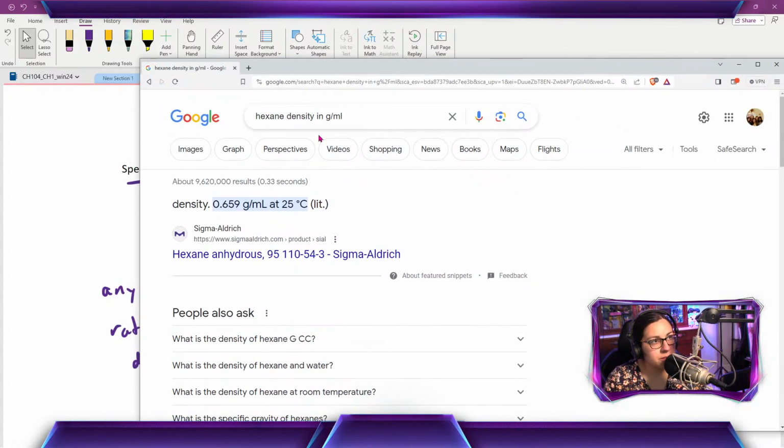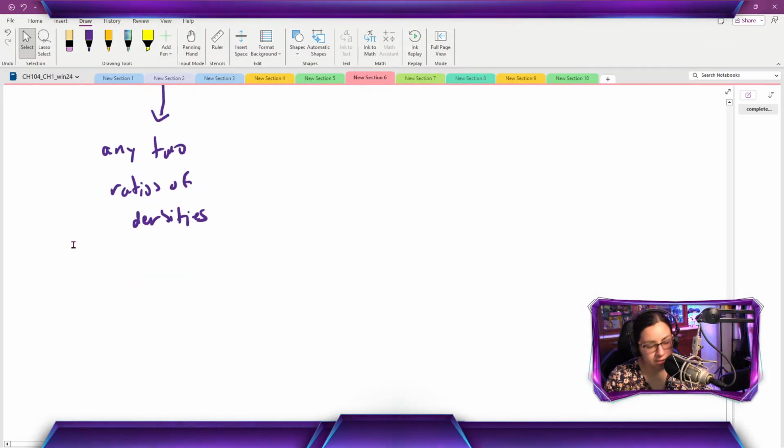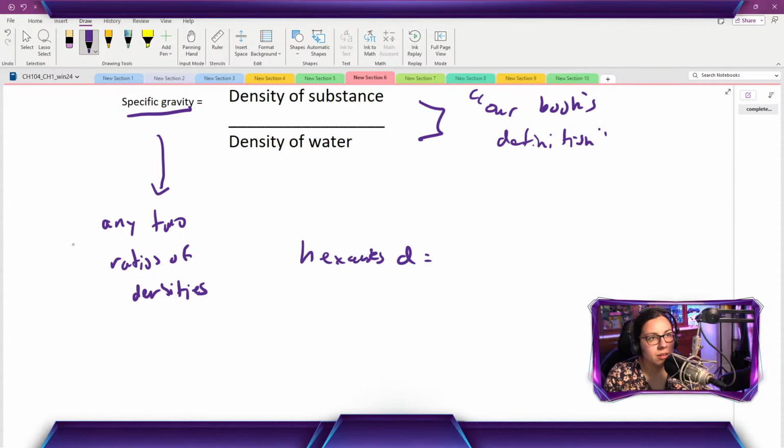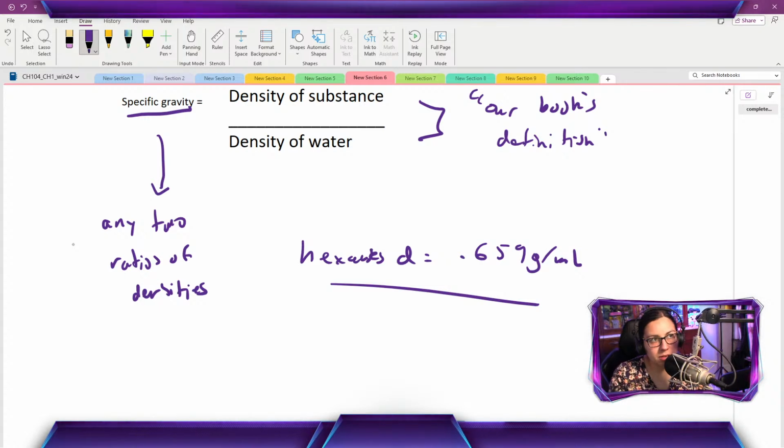Let's take this substance here. So we have hexane, and hexane has a density of 0.659 grams per milliliter. And then, do people know what the density of water is?